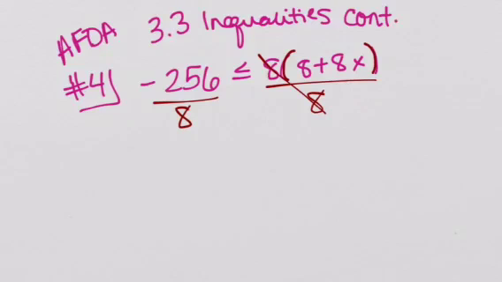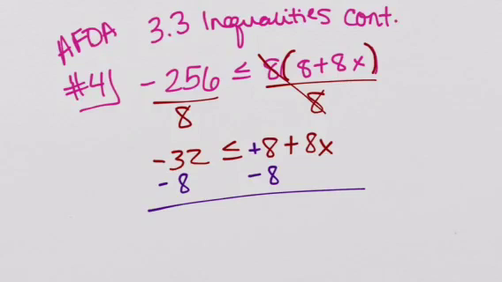Okay, and what is that going to do? That's going to give me negative 32 on the left-hand side is less than or equal to, and it just leaves me with 8 plus 8x. So it helps me have some smaller numbers. I'm going to leave my x's on the right-hand side, which means that I'm going to get rid of this 8. He's currently a plus 8, so I'm going to subtract 8 from both sides. It goes away on the right side. Bring my inequality sign down. I get negative 40 on the left and 8x on the right.